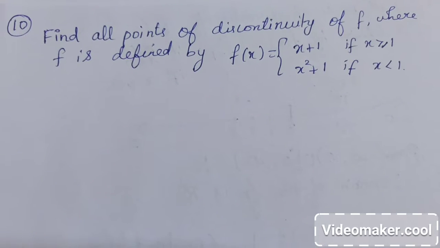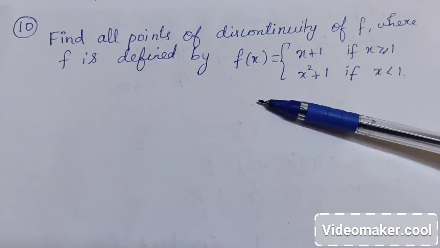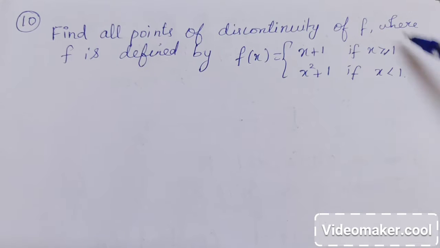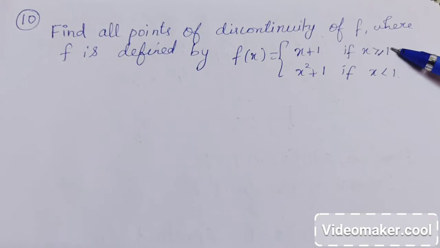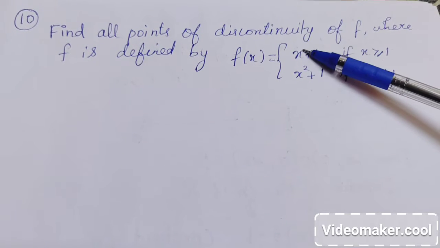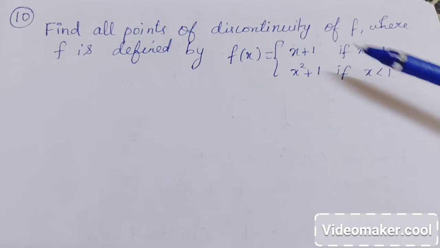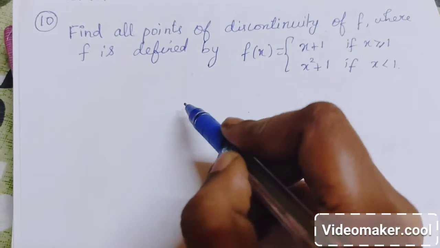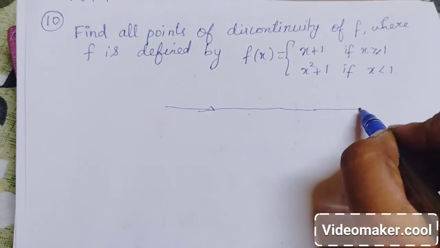Vanakkam one and all. So in problem number 10 of exercise 5.1, we will find the points of discontinuity of the function where the function has been defined like this. For all x greater than or equal to 1, f of x will be x plus 1, and for all x less than 1, the function is x square plus 1.